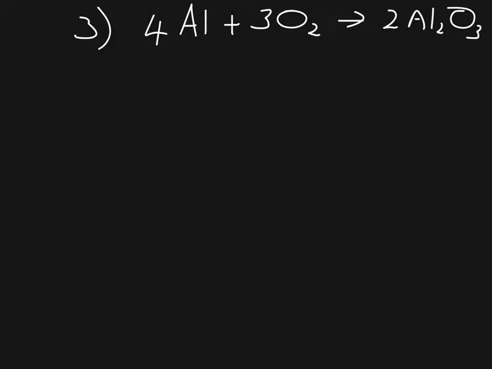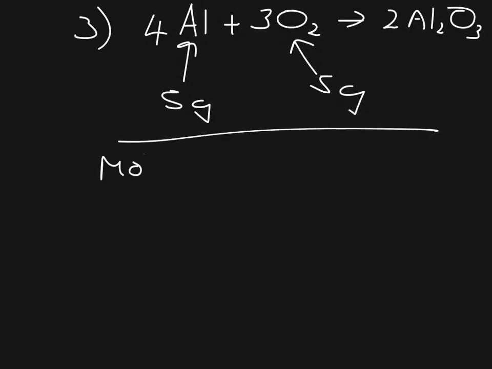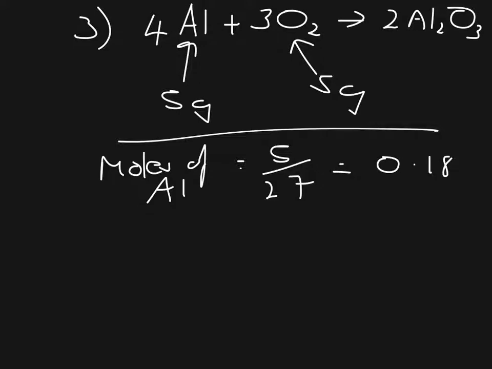Right, let's do one more slightly more difficult example. So let's keep the numbers simple. Let's say I've got 5 grams of aluminium and I've got 5 grams of oxygen. So again, let's work out moles of aluminium, first of all, which is going to be the mass divided by the molar mass of aluminium, which is 27. 5 divided by 27 gives me 0.185 moles.